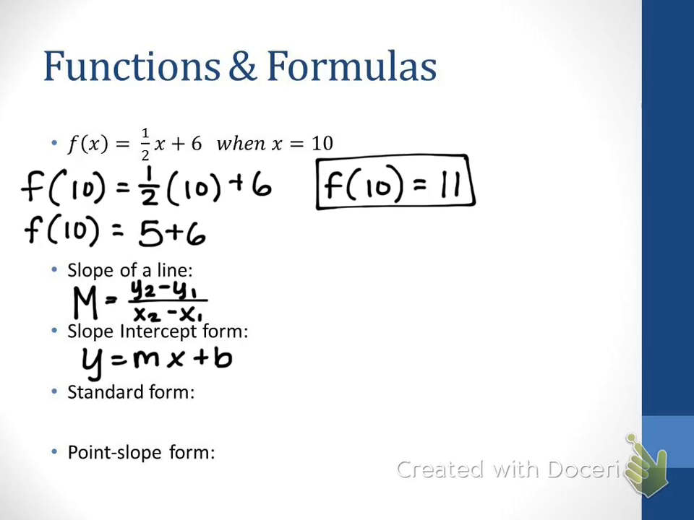What's standard form? Vincent? Y minus y1 equals. That's point slope. Valentina? ax plus by equals c. Very good. Ax plus by equals c. And then what's point slope form? Zachary? Y minus y1 equals m times the parentheses x minus x1. Very good. Okay? These are the 4 formulas that you will have to know for your midterm.